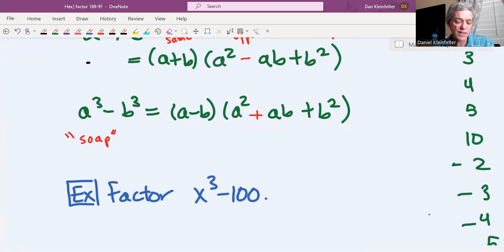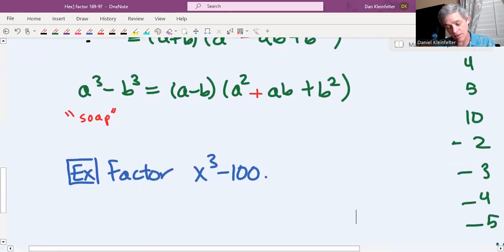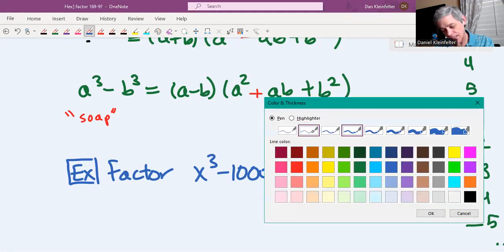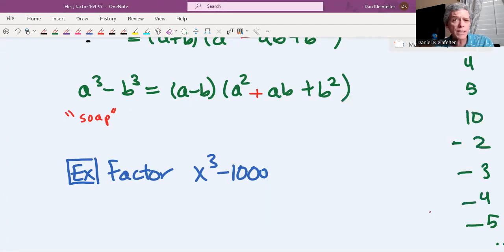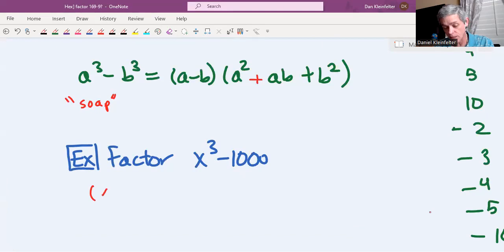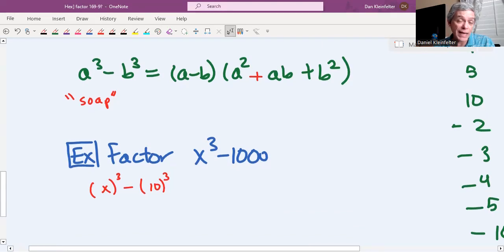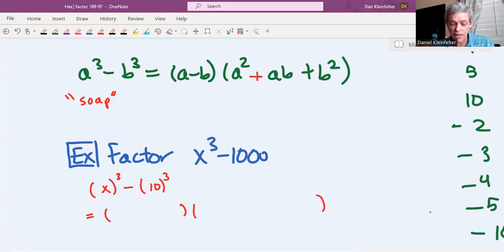We want to factor in this one, x cubed minus 100. 100 is not a perfect cube, so let me put on another 0, so it will be x cubed minus 1,000. So we want to see this as a difference of 2 cubes, so we'll have x cubed minus 10 cubed. All right, so for the purposes of our formula, our a will be x and our b will be 10. So we should have a binomial times a trinomial. The binomial will just be the two things that got cubed. So it's going to be x minus 10.